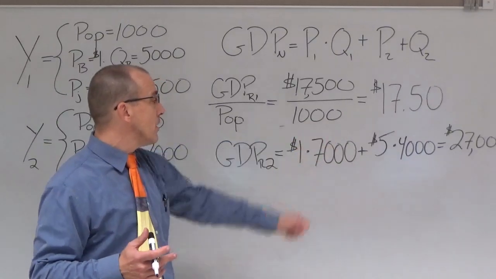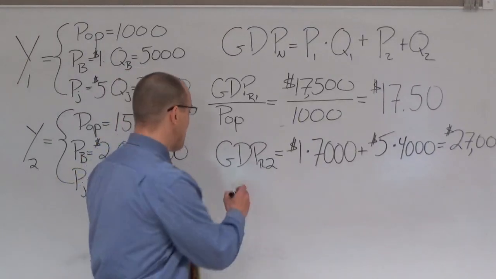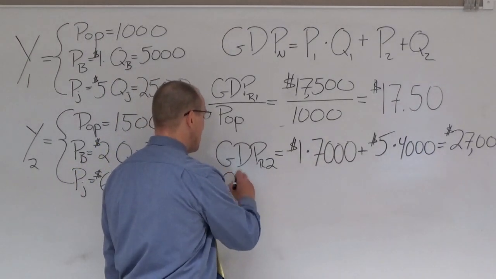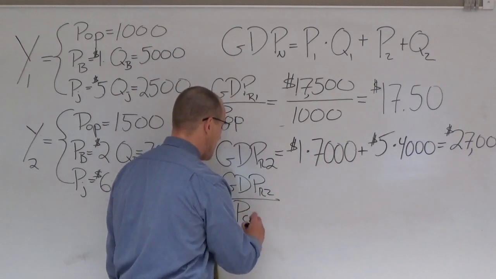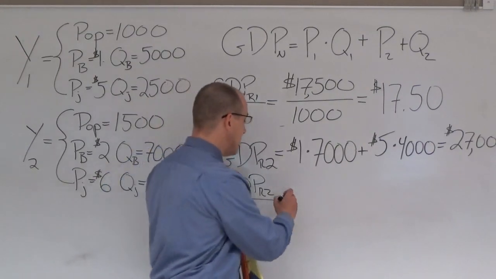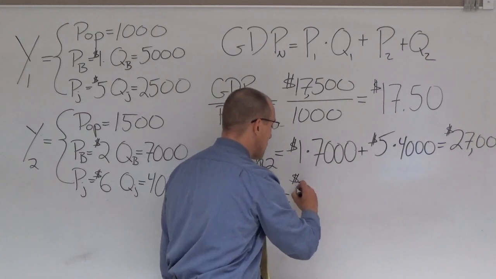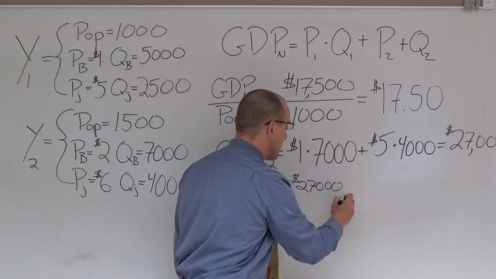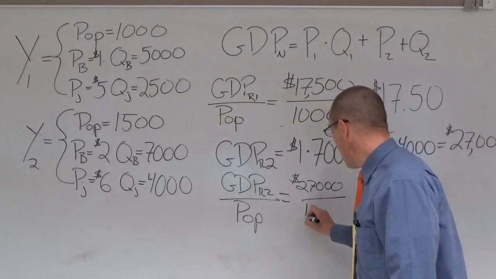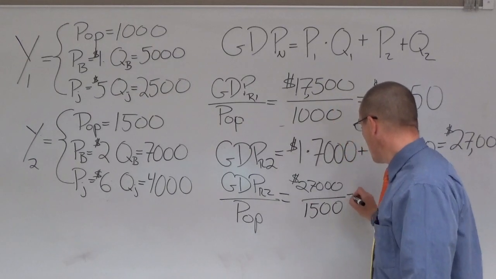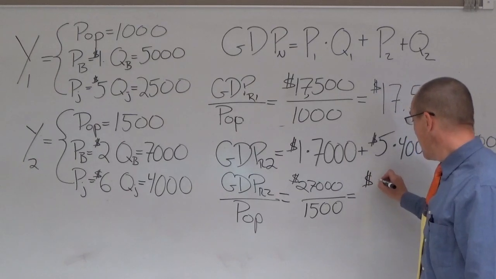If we take our real GDP for year 2 and we factor in the population, what would that be? So my GDP real for year 2 divided by the population in year 2. In this case, I will take my 27,000 and divide it by my population, which is 1,500. And the result will be a GDP per capita of $18.